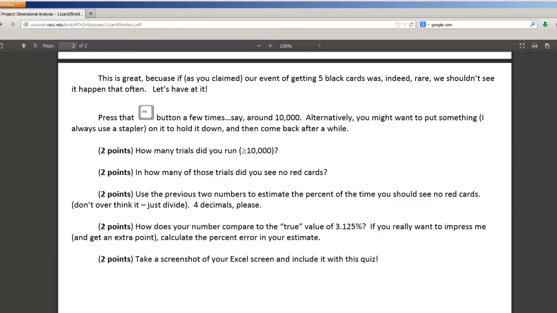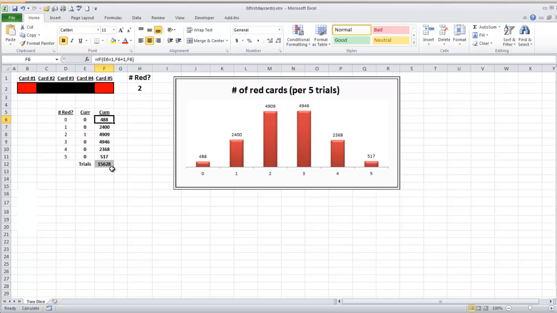Let's go back to this. I saw no red cards in 488 of them. And the next question asks, okay, so what does that mean? What percent of the time should you see no red cards, assuming this is a representative sample? 15,628. Look at that. 3.123%.